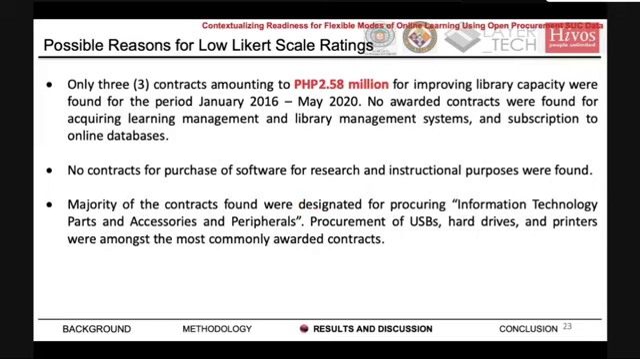And also, 2.58 million were spent on improving library capacity and no awarded contracts found in the acquisition of LMS or Learning Management System and subscription to online databases. And no contracts for software purchases. And lastly, the majority of the contracts found were for information technology parts and accessories and peripherals. So here, procurement of USBs, hard drives, printers are among the commonly awarded contracts under this item.